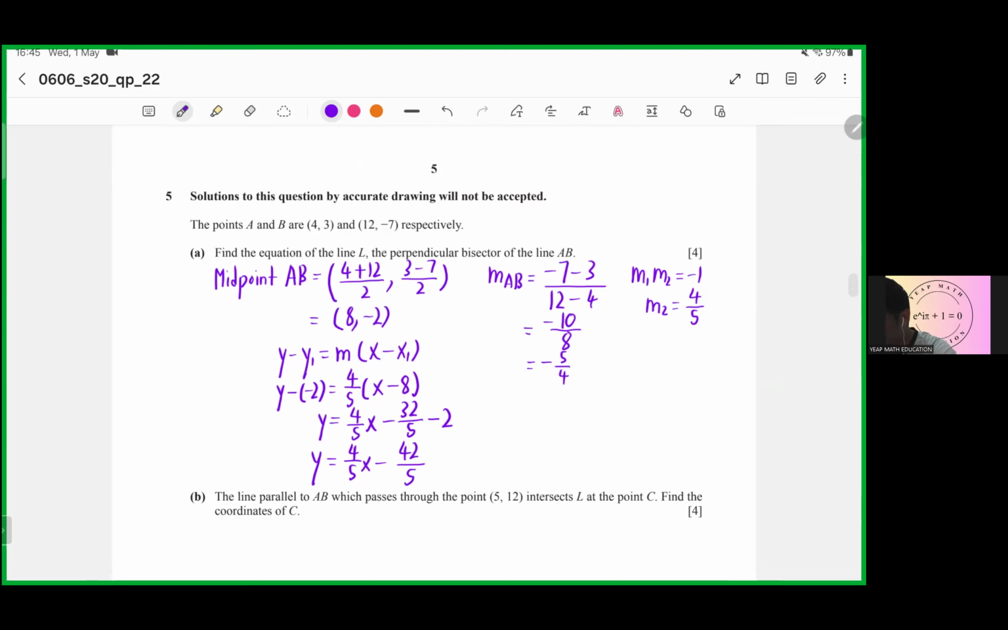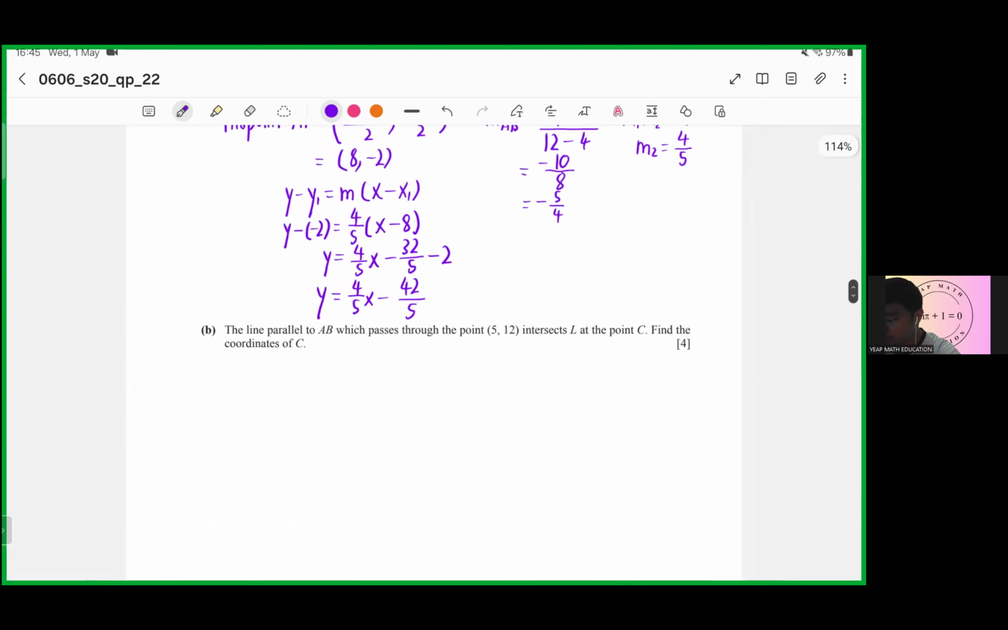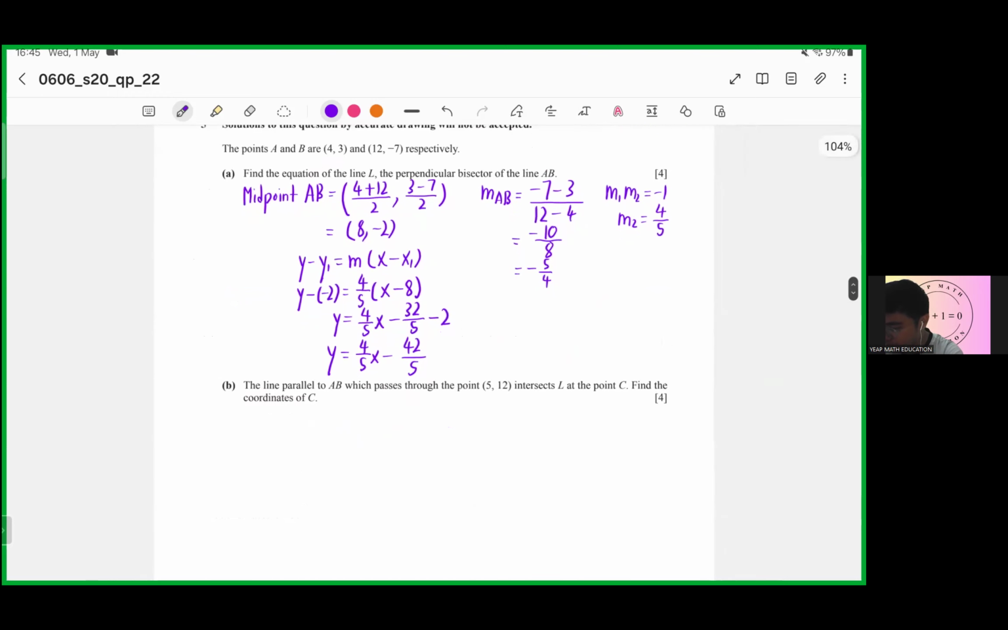Okay, now we look at the next question. The line parallel to AB which passes through the point (5, 12) intersects the line L at the point C. Find the coordinates of C. Okay, this is our line AB, and this is the perpendicular bisector of the line AB.